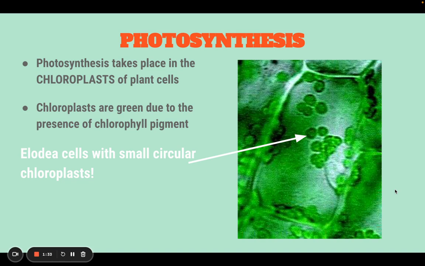Photosynthesis takes place in plant cells, specifically in an organelle we just learned about called chloroplasts. These chloroplasts are green due to the presence of chlorophyll, which is a light-absorbing pigment. So a good example seen here on this slide, this is an Elodea cell, which is a type of plant. The little green circles that the arrow is pointing to, and we can see under a microscope, those are chloroplasts, and that is where photosynthesis is taking place.